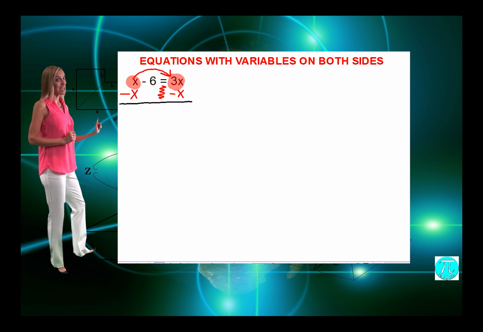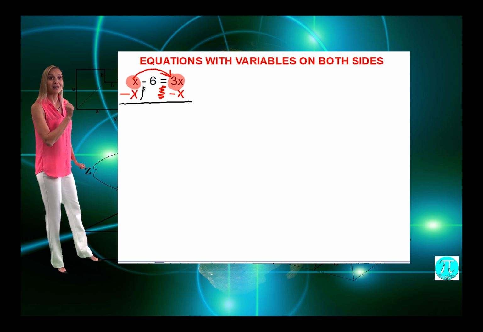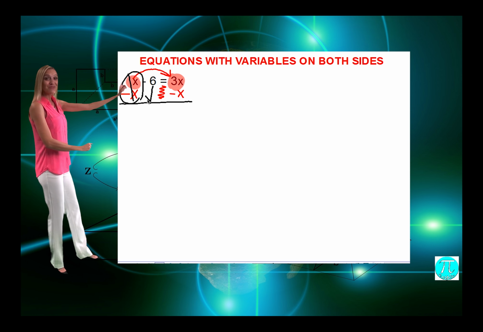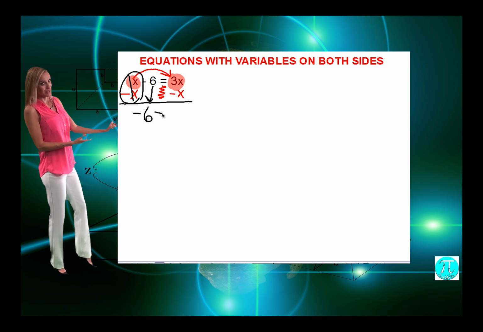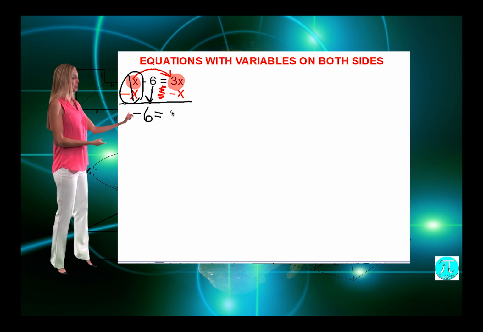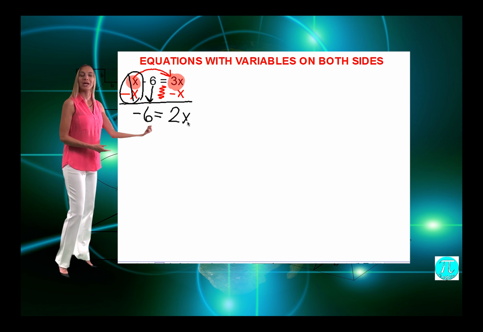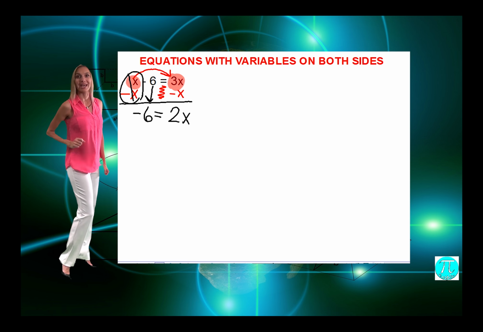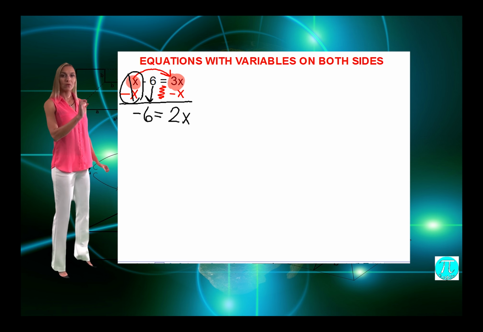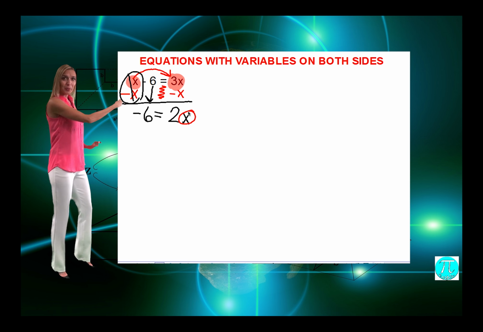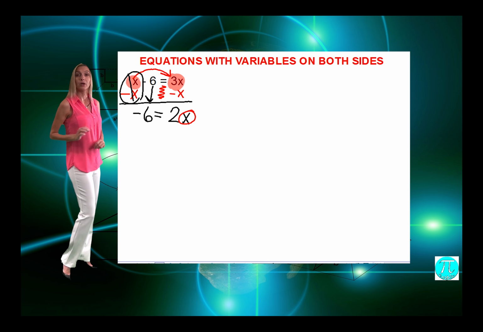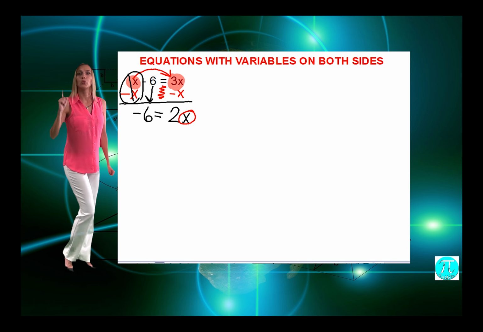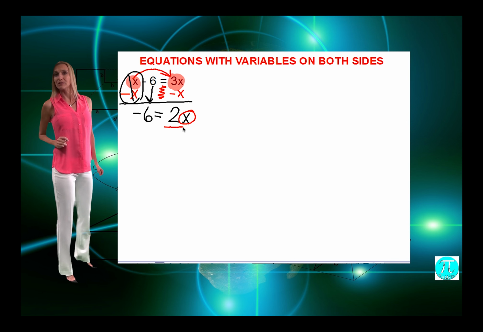x minus x indeed does equal 0. We have the minus 6 there, or a negative 6 at this point, equals, and 3x minus x is 2x. Now we're solving for x, so we're going to put it in a bubble. We're going to kind of isolate it. And that 2x wants to become 1x. I just want to know what 1x is, not 2x.